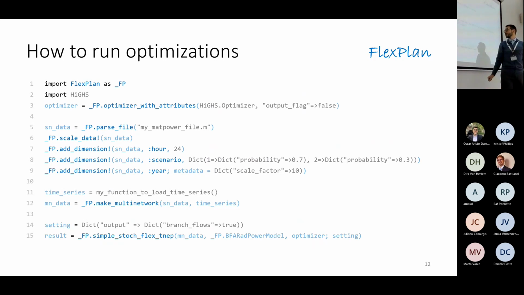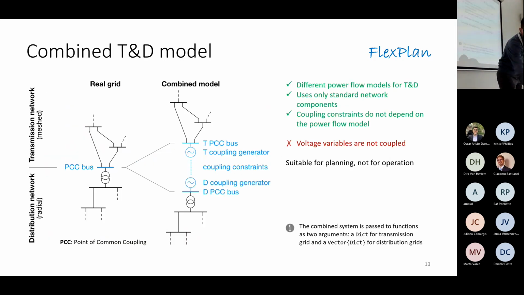This works for a network which may be a transmission network or distribution network. What is left to see now is how they can be combined. We choose this approach where the point of common coupling buses are duplicated in transmission and distribution. Then we add coupling generators. These generators have a symmetric rectangular capability. With that, I mean that they not only can generate power, but they also can absorb power.